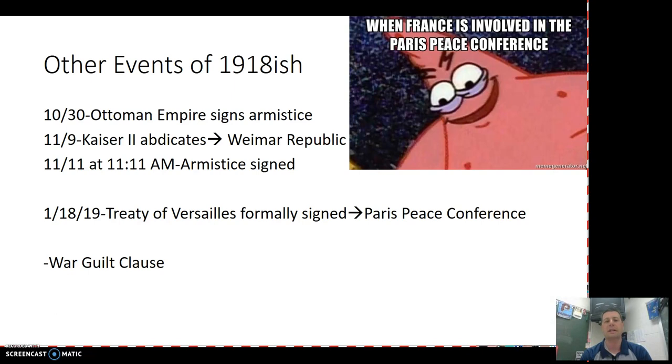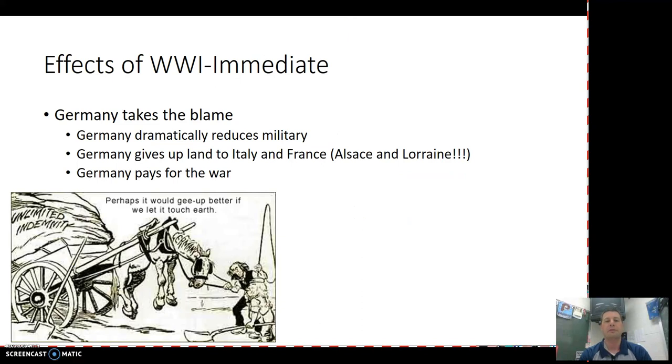Other events of 1918-ish: 11/11, 11 a.m., the armistice is signed, ending official fighting in World War I, and that's going to lead to eventually the Treaty of Versailles being signed, which will take us into the Paris Peace Conference. During this time, this is where we see Germany forced to swallow the bitter pill that is the war guilt clause. I'll post some excerpts from the Paris Peace Conference and from this particular treaty in order to kind of see that. Effects of World War I.